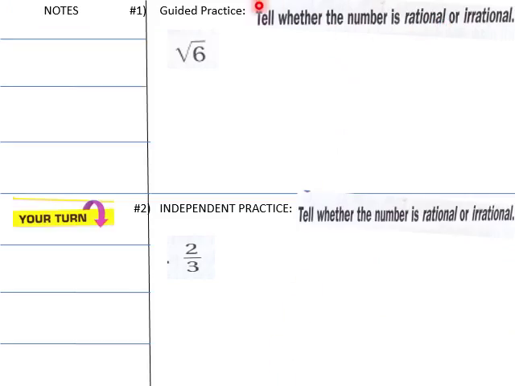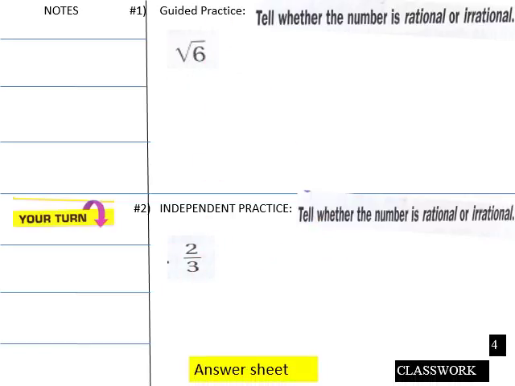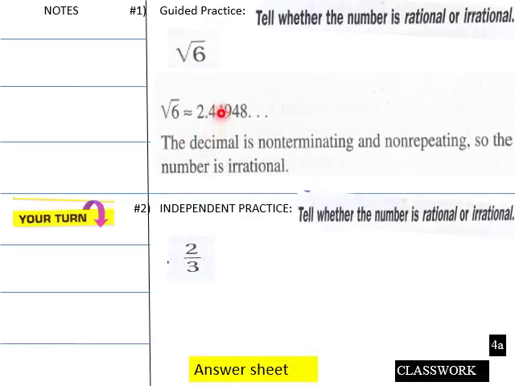Tell whether a number is rational or irrational. Square root of 6, students, this is yours. So let's do our guided practice here. For square root of 6, here's the decimal. The decimal is non-terminating, non-repeating, so the number is irrational. So square root of 6 is irrational.